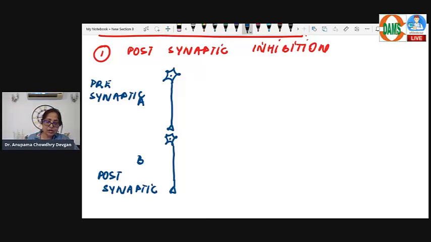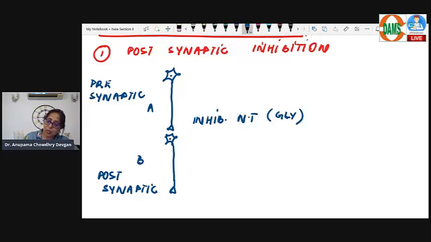Now, neuron A, which is the presynaptic neuron, releases an inhibitory neurotransmitter. I've already discussed with you the two types of inhibitory neurotransmitters, glycine and GABA. They are always inhibitory. The others can be inhibitory or excitatory. The two neurotransmitters which are always inhibitory are glycine and GABA. So the inhibitory neurotransmitter which is released here is usually glycine.